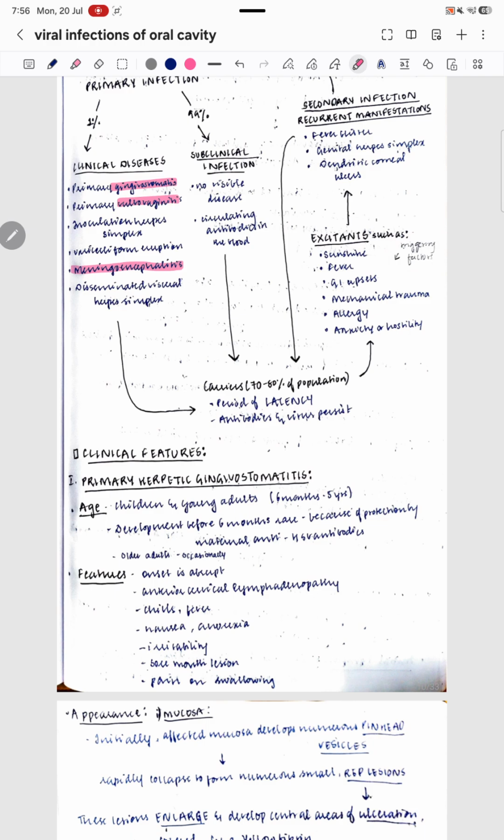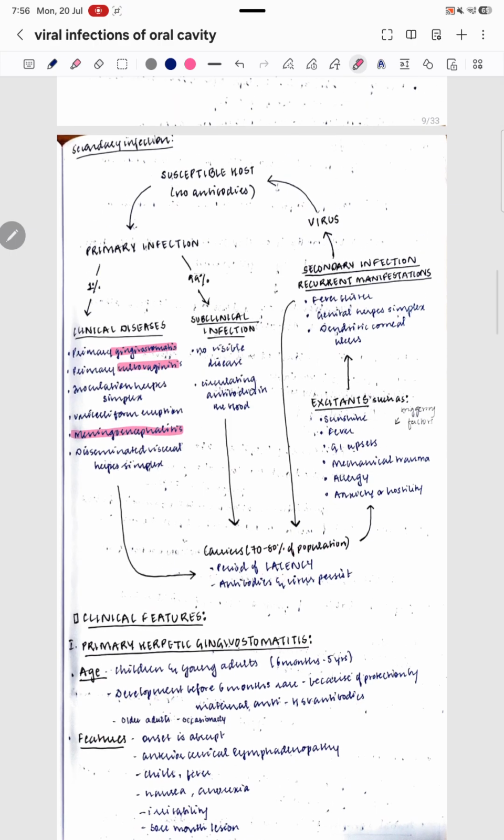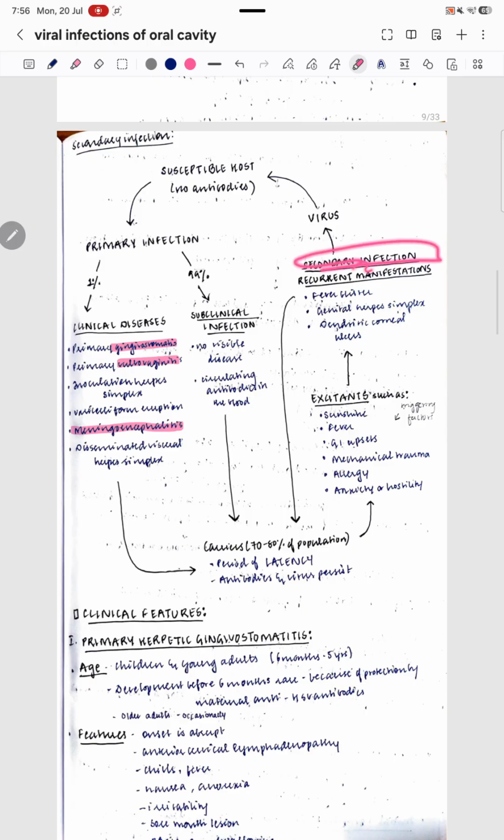That could be sunshine, fever, GI upsets, mechanical trauma, allergy, anxiety. So there could be various triggering factors that could cause the virus to get excited after the latency period. So once they get excited, the secondary infection is seen where there are recurrent manifestations such as fever, blisters, genital herpes, and dendritic corneal ulcers.